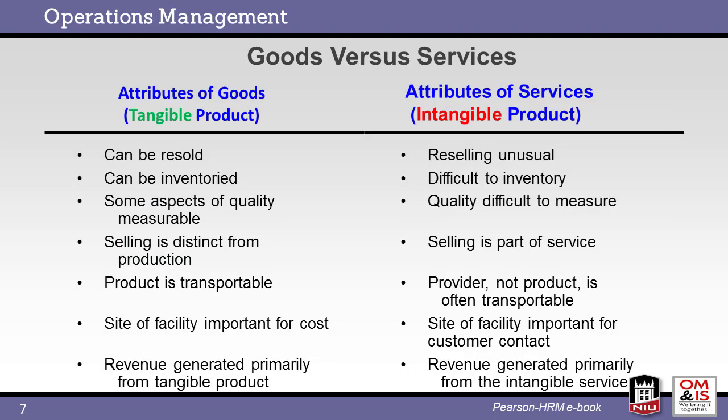Comparing goods and services, we see that products are tangible, while services are intangible. This chart lists the attributes of goods and services. Note the lack of service inventory and the difficulty when measuring service quality. The location is more important for services.